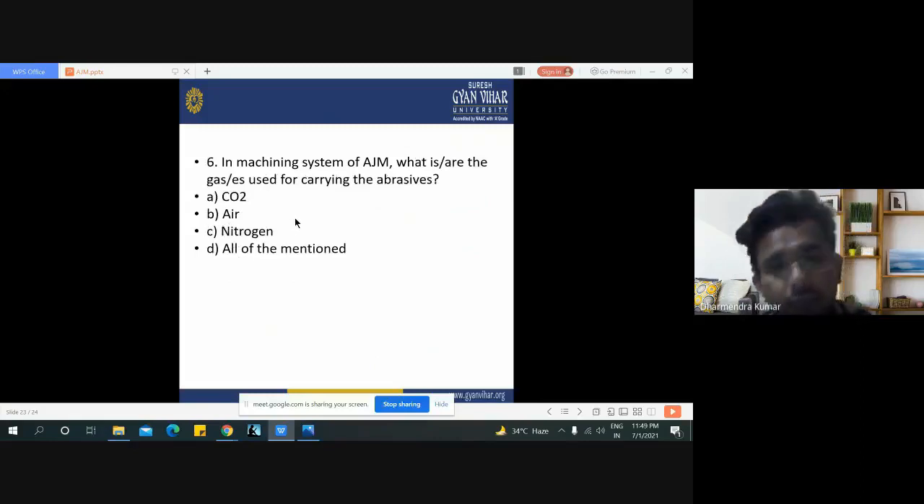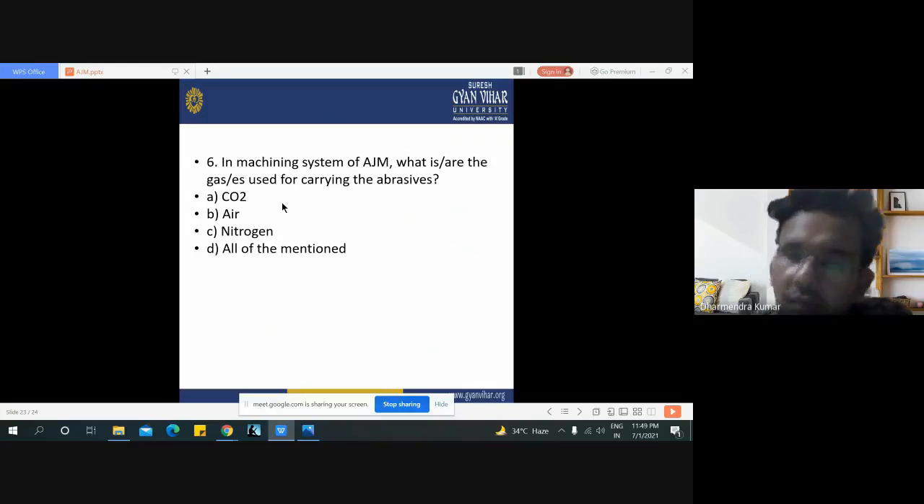The sixth question is, in machining system of AJM, what are the gases used for carrying the abrasives? We have seen that nitrogen is used, air is used, CO2 is also used. But one thing to remember, pure oxygen is not used in abrasive jet machining process. Then all of the mentioned gases are widely used in abrasive jet machining process.